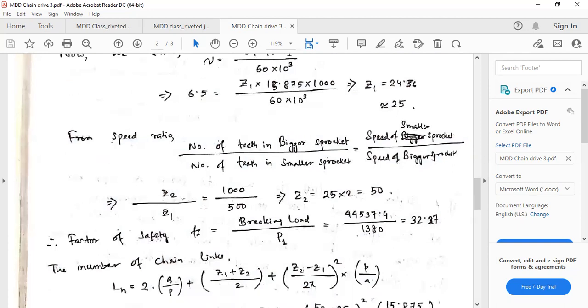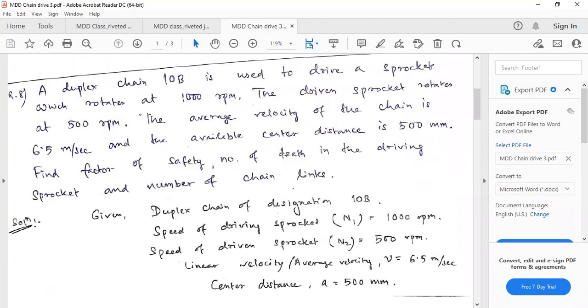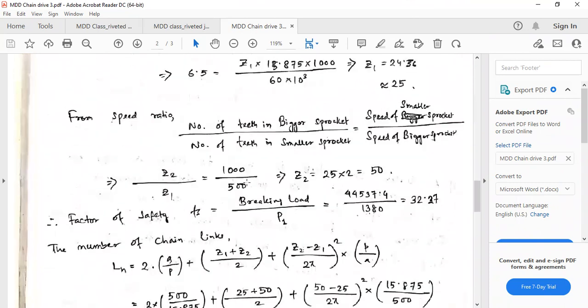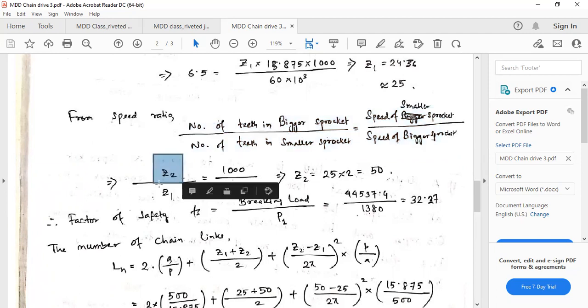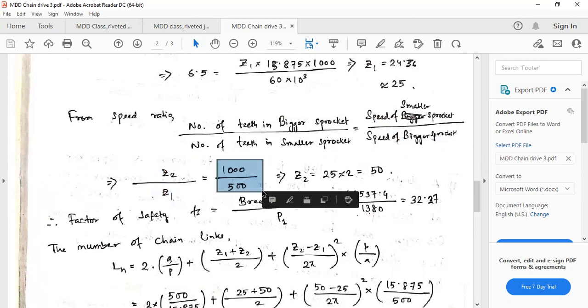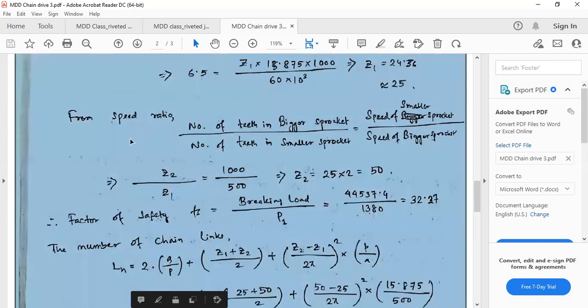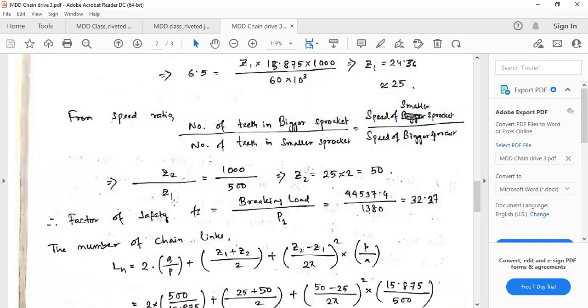Next, from speed ratio we can find the number of teeth in the driven one. So as we know, this is the speed ratio. The number of teeth in the driven one, or the bigger one, divided by the smaller one, will have the speed ratio higher than 1. So this is the speed of smaller divided by speed of bigger. This you have learned already previously. We have been using this relation. Speed ratio relation: Z2 by Z1 equal to 1000 by 500. So from here Z2 is equal to 50.